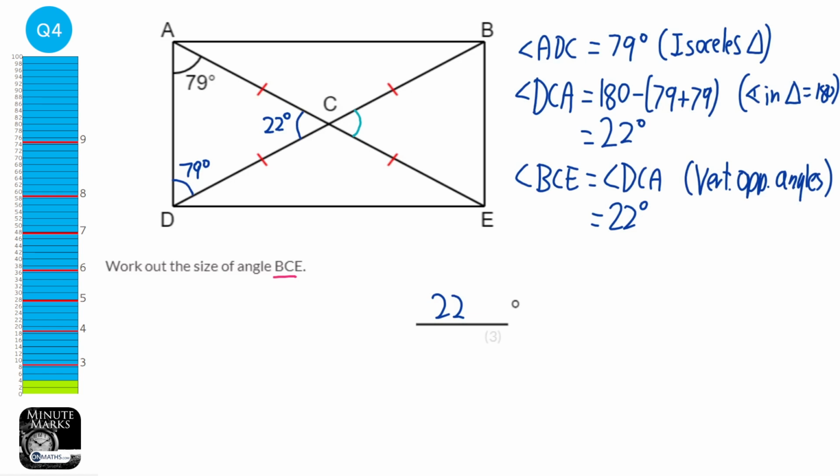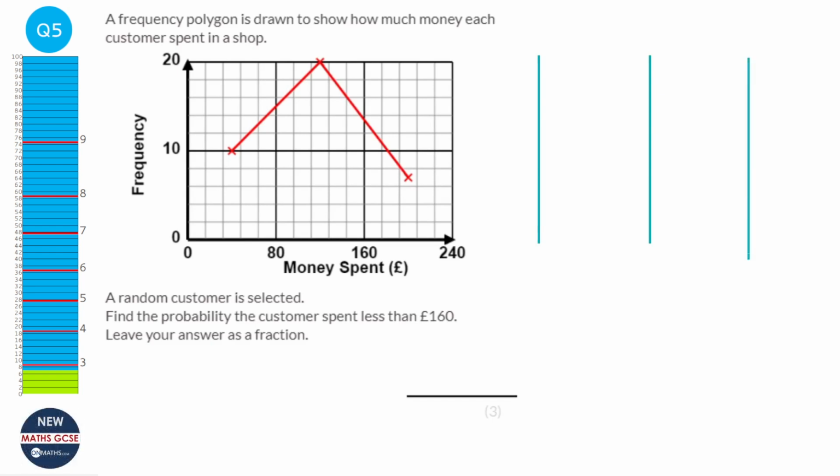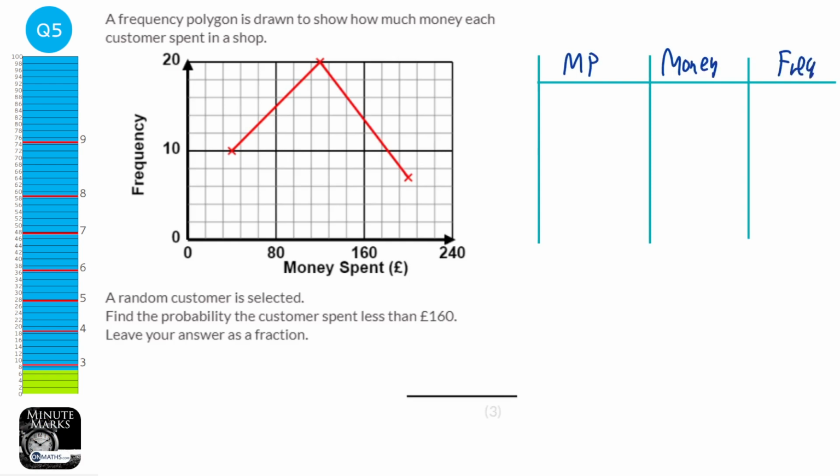So for this frequency polygon, what we've got to do is work backwards to work out what the table was that created it. So we're going to just draw a starting of a table. And we're going to have our midpoint first, then our money spent intervals, and then our frequency. So the first midpoint is at 40.